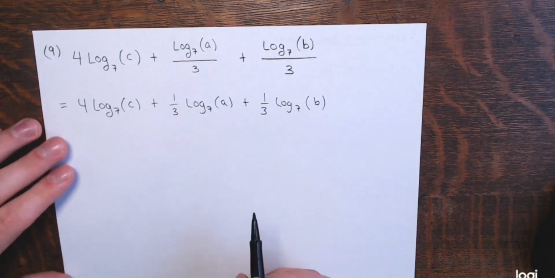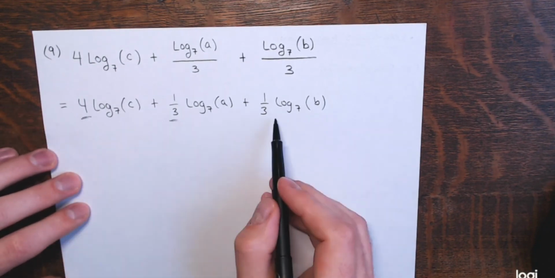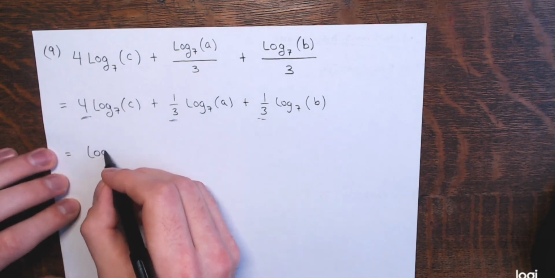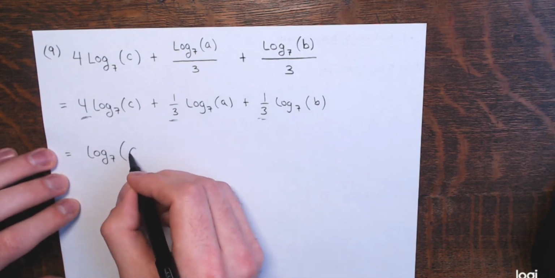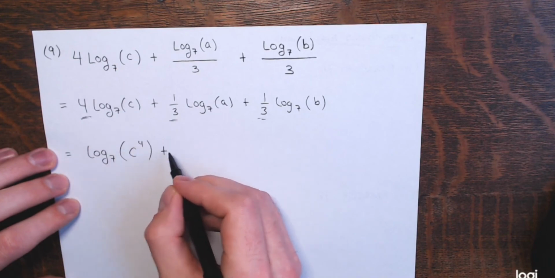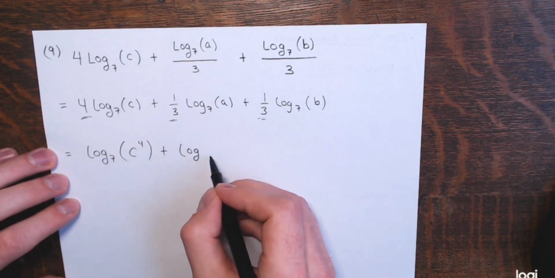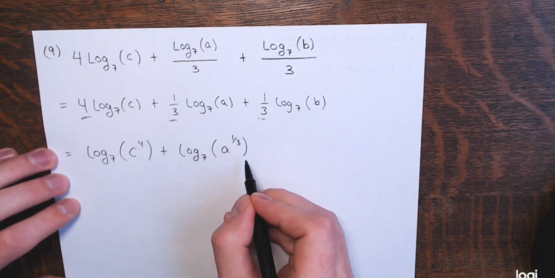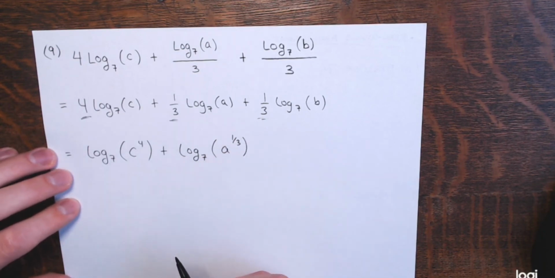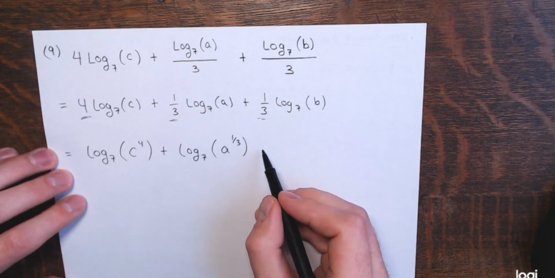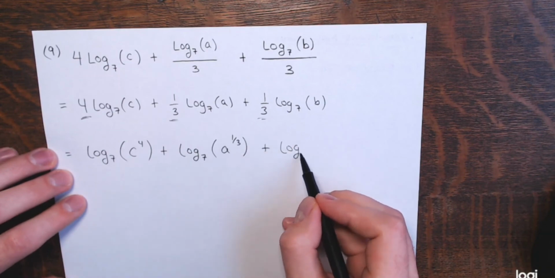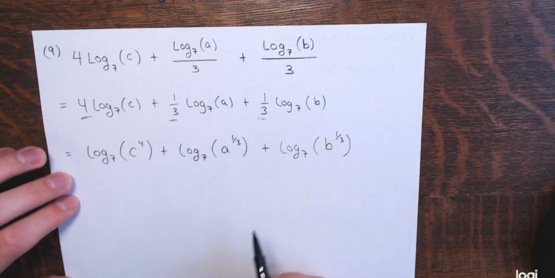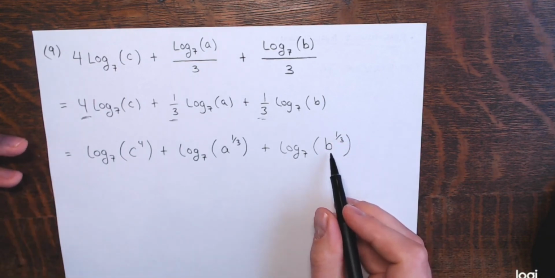And then I can use the power rule with the 4 and the third here. This is the log base 7 of c to the fourth power plus the log base 7 of a to the 1/3 power, which you could also write as the cube root of a, plus the log base 7 of b to the 1/3 power as well, which again you could also write as the cube root of b.